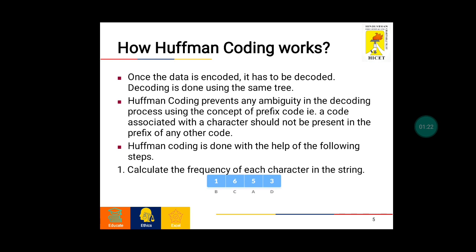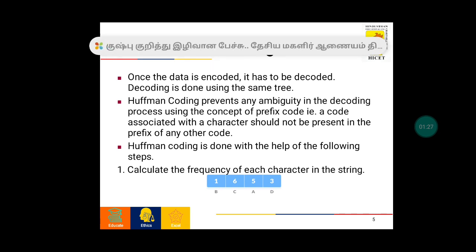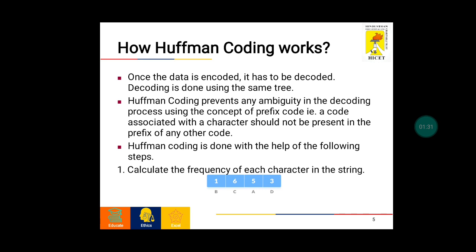So Huffman coding is done with the help of the following steps. First step is to calculate the frequency of each character in the string. So for example, here B occurs 1 time, C occurs 6 times, A occurs 5 times, and D occurs 3 times.